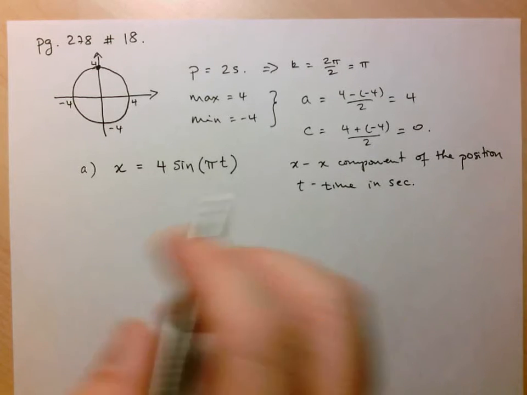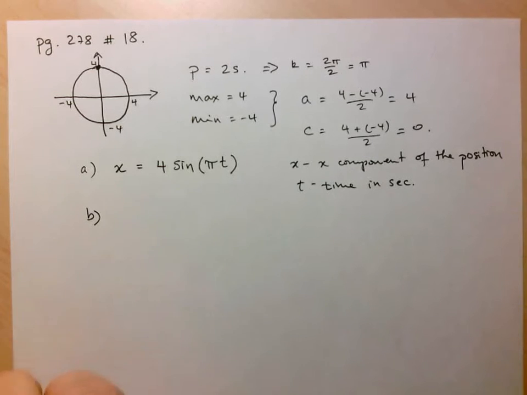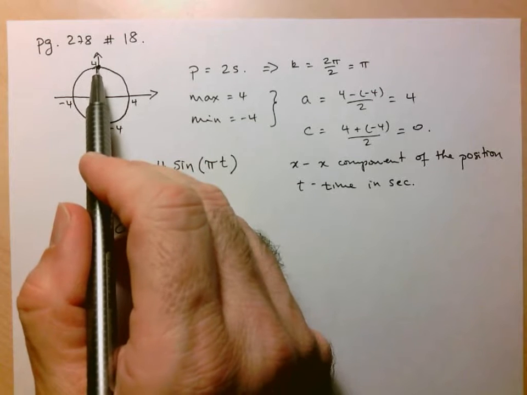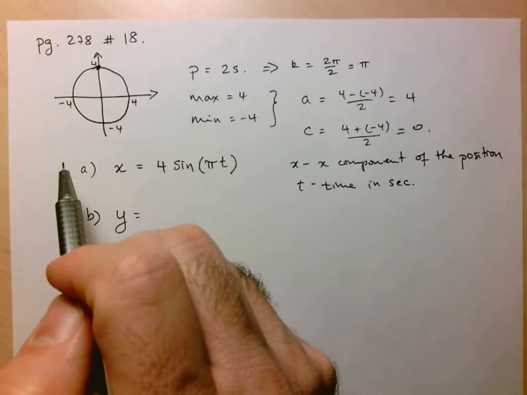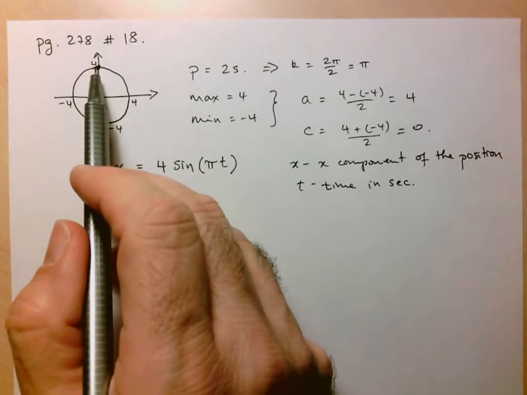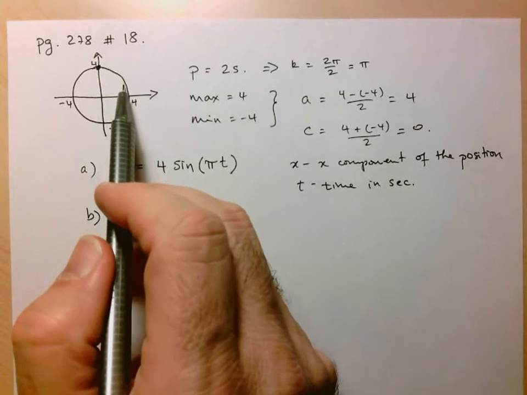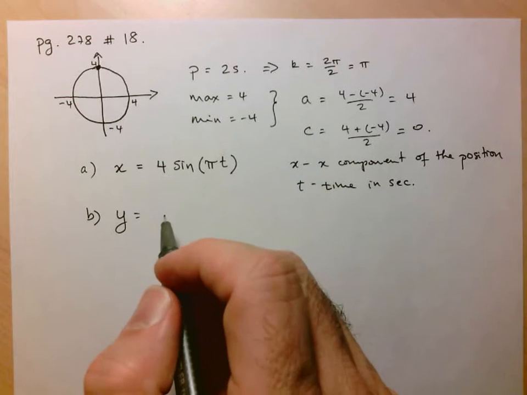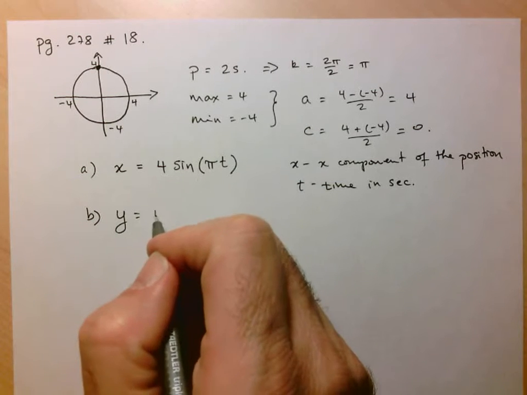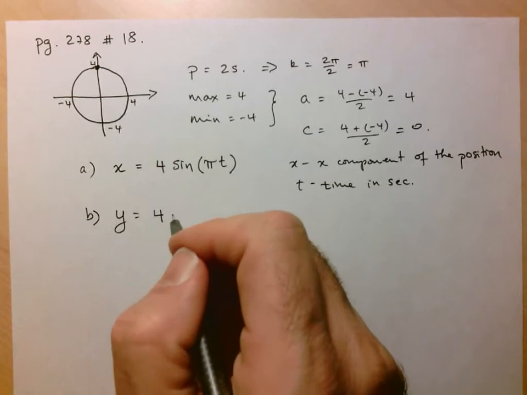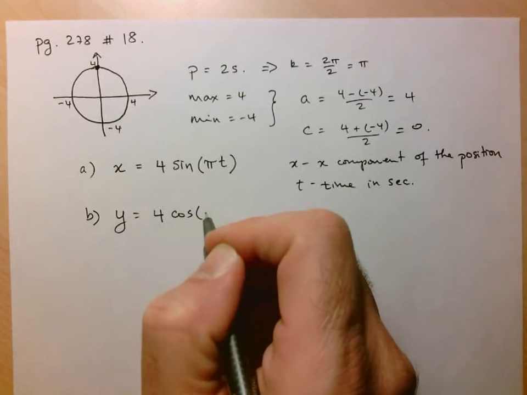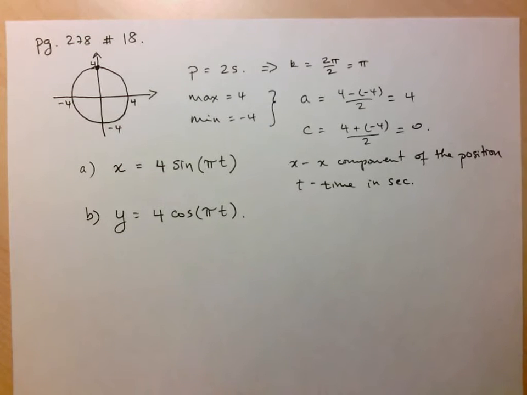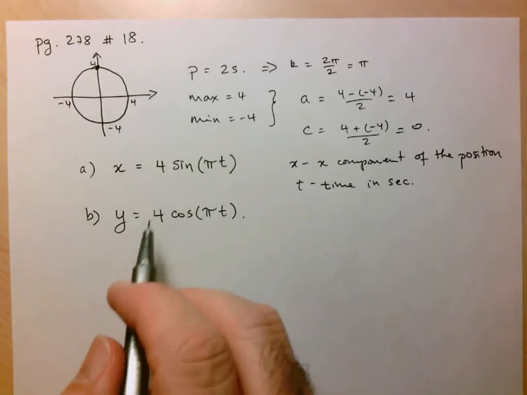Now similarly for the y component, remember we're starting at this point here, which means we're starting at the maximum, and then we're moving towards the minimum value, first the middle and then the minimum. So again, we don't need a phase shift. Our amplitude is 4, cosine, same period, so the k value still remains pi times t. And there we have it, our two equations.